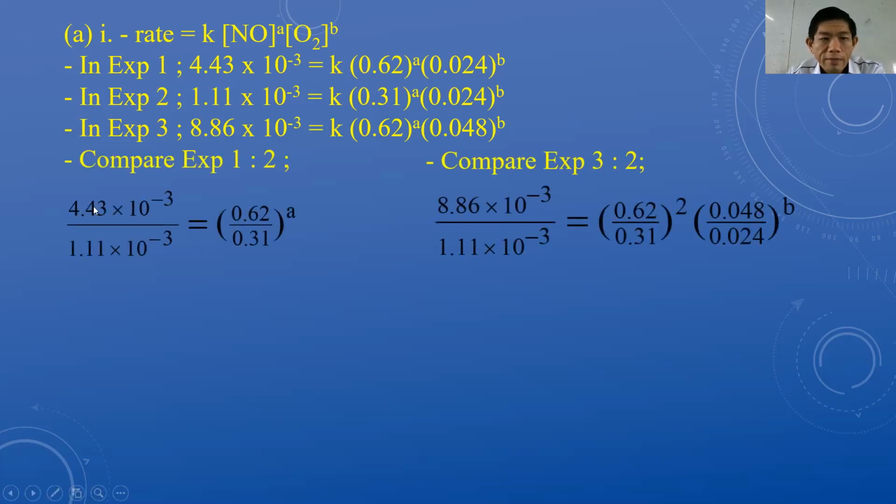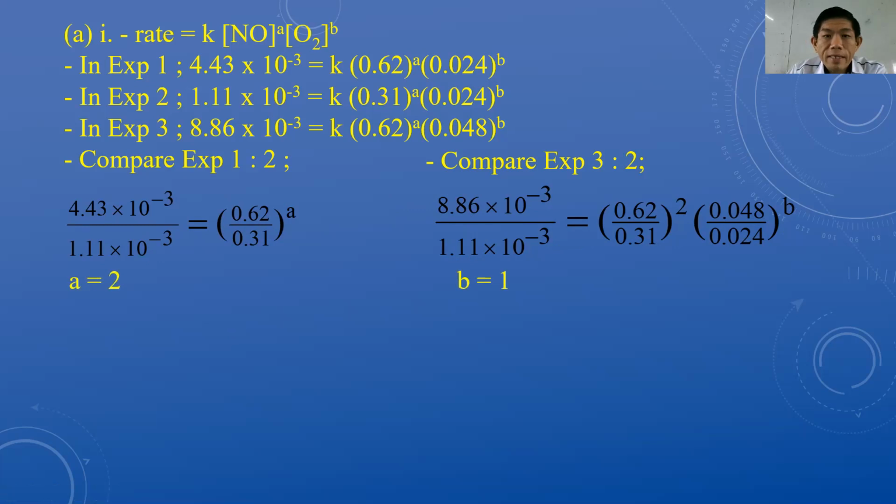So 4.43 times 10 power negative 3 divided by 1.11 times 10 power negative 3 equals 0.62 over 0.31 power of a, whereas we have 8.86 times 10 power negative 3 over 4.43 times 10 power negative 3 equals 0.048 over 0.024 power of b. So here, you can already get that a is 2, which is squared. So since a is squared, that contributes an order of reaction of 2. And this will get your b equals 1.